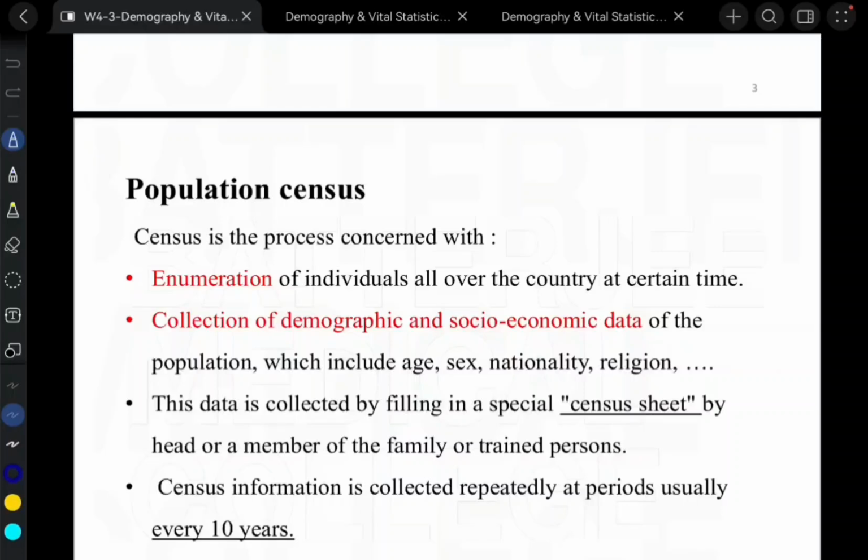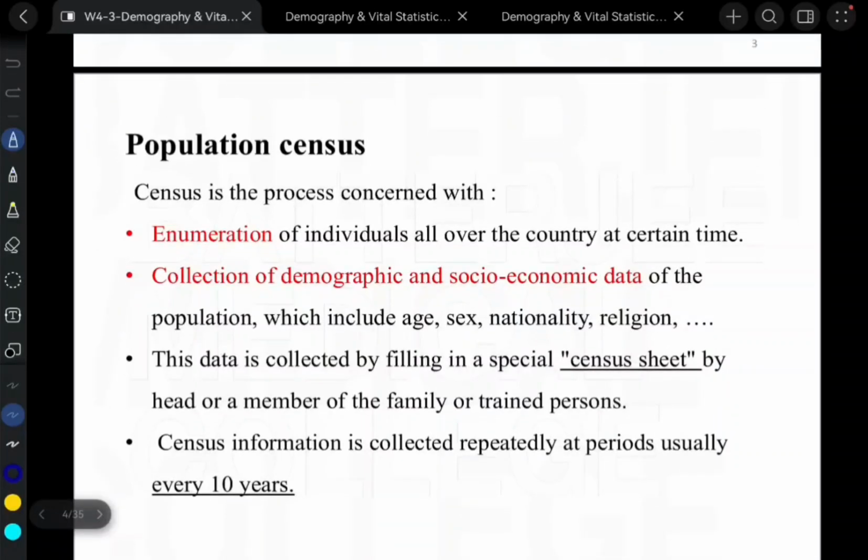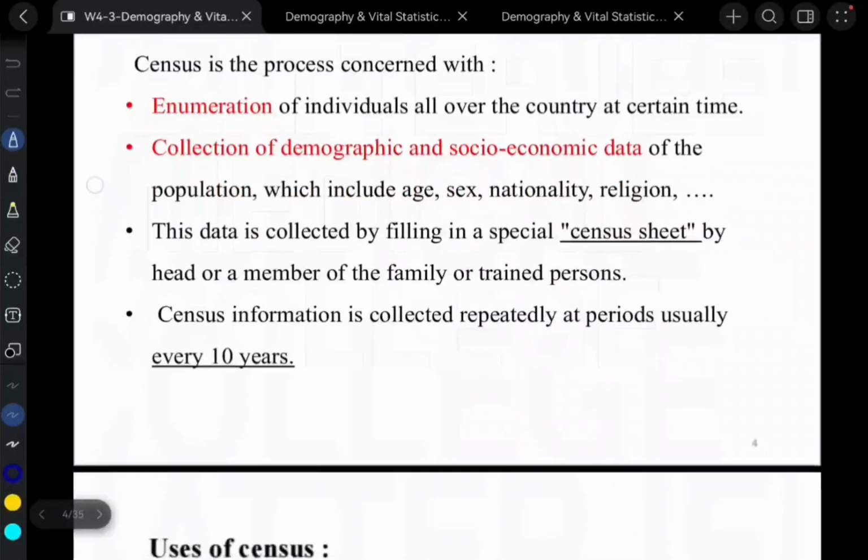The data is collected by filling in a special census sheet by the head or a member of the family or trained persons. Census information is collected repeatedly at periods, usually every 10 years. So basically, census in Arabic is called Ta'dad Sukkani. It's where we are concerned with collecting the number of people at a specific point of time, and then also talking about their religion or their gender or their nationality, age, etc. That's basically what the whole process is.